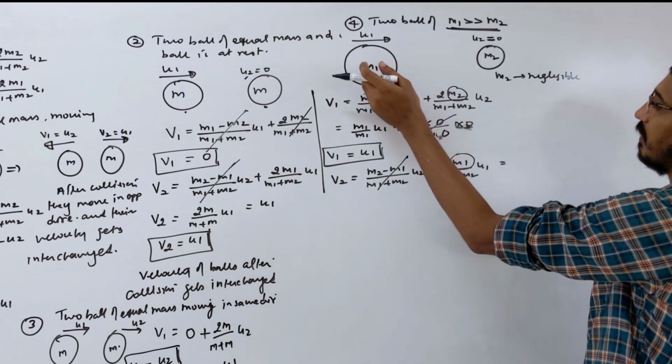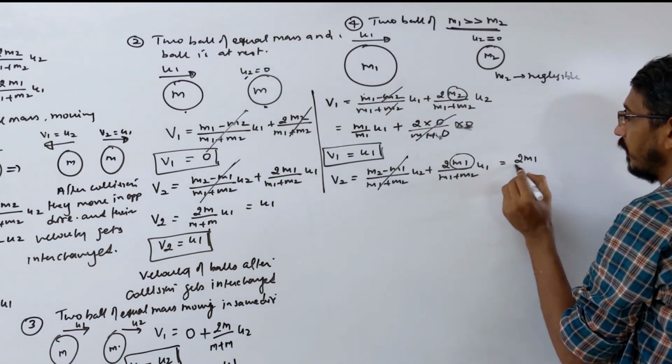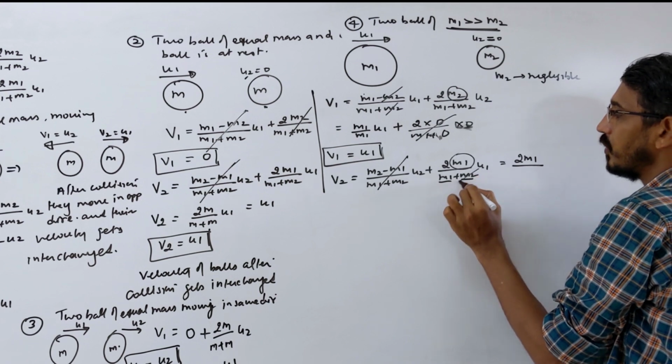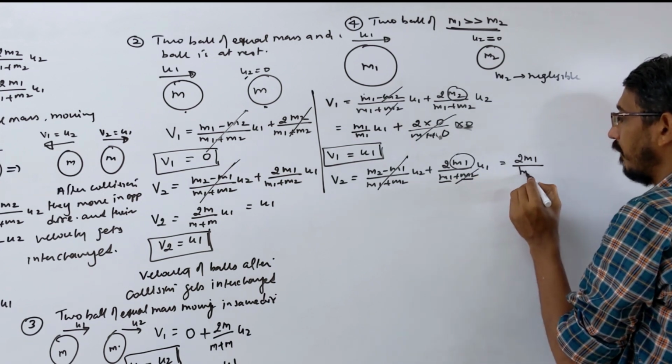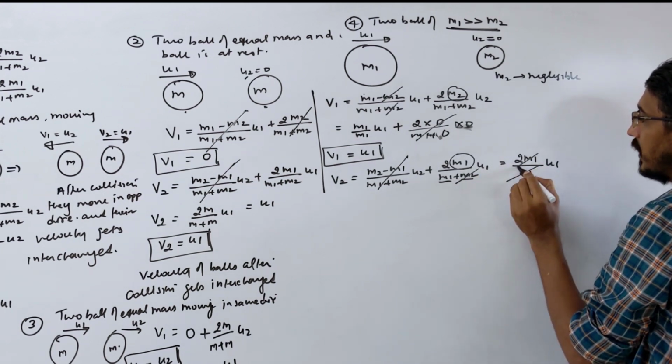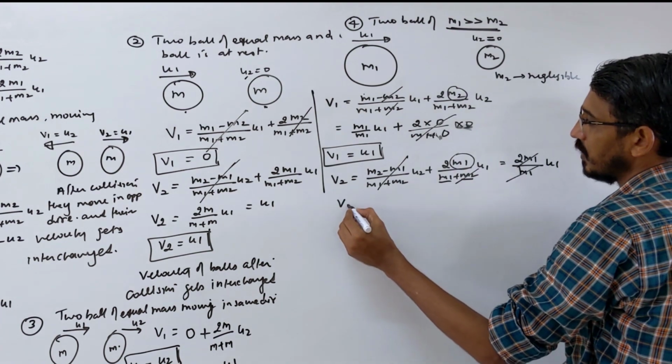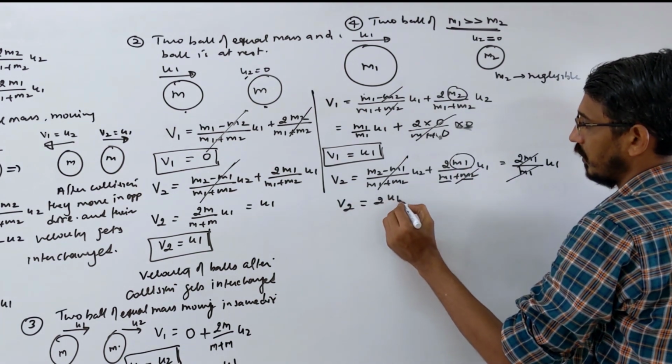2m1. What is m1? That big mass. Okay, 2 times of m1 by m1 plus m2, m2 is again we saying what, 0, by m1 into u1. So if you cancel this, what are we getting? We are getting v2 is simply equal to 2 times of u1.